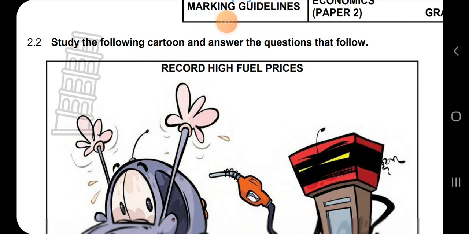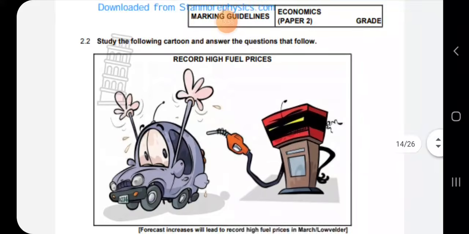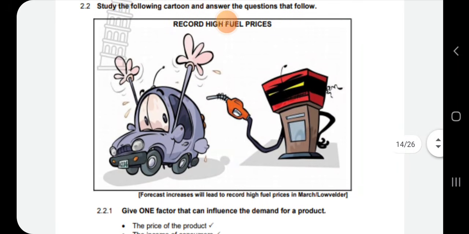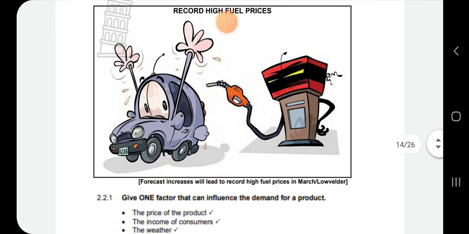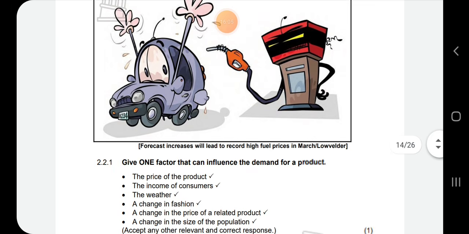Okay, study the following cartoon and answer the questions that follow. Yeah, let's look at this cartoon. Record high fuel prices. Forecast increases will lead to record high fuel prices in March.